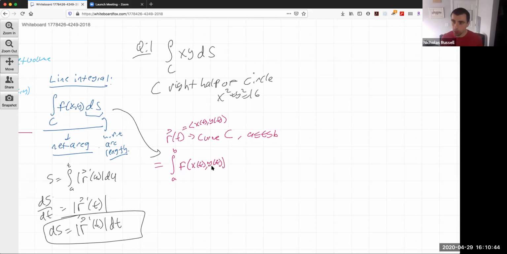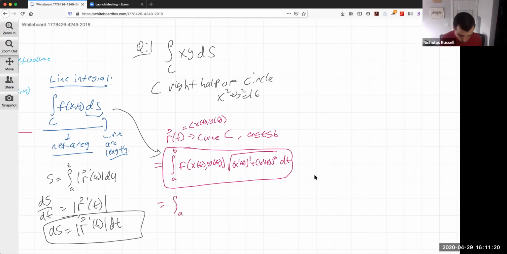And then y, my function values. Lastly, I have to multiply ds here. I have to change it to the magnitude of r prime of t dt. Another way you could write that would be the square root of x prime of t squared plus y prime of t squared dt. And this is a way to evaluate your integral. So we replace x with x of t, y with y of t. We solve for the norm of r prime of t.